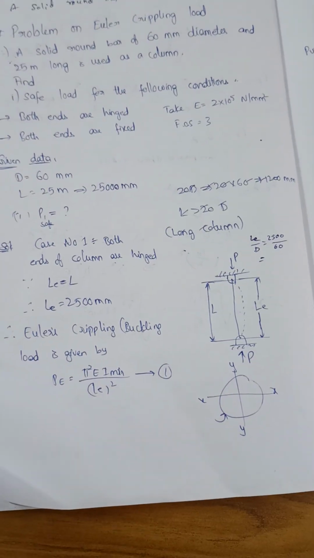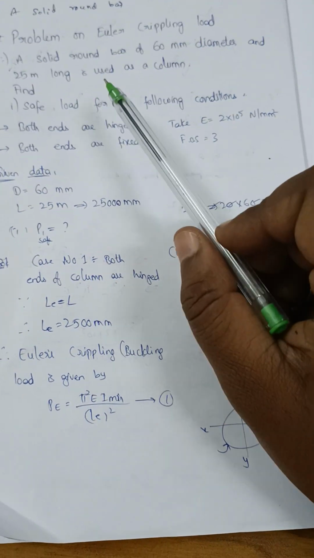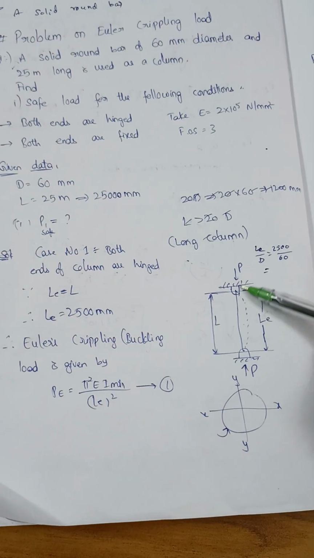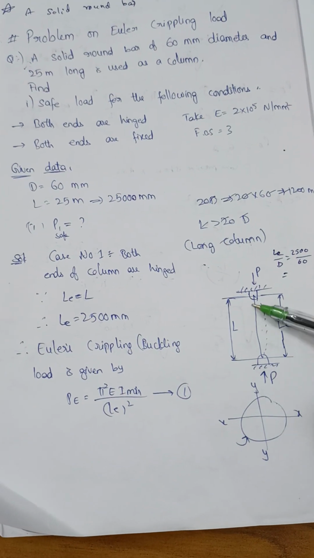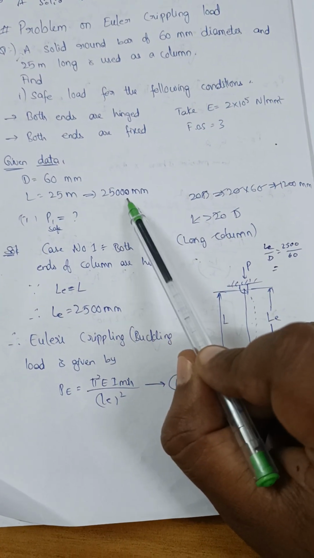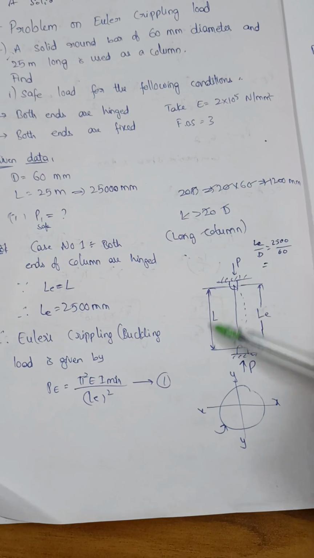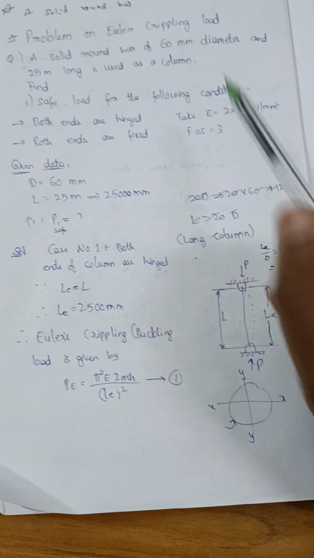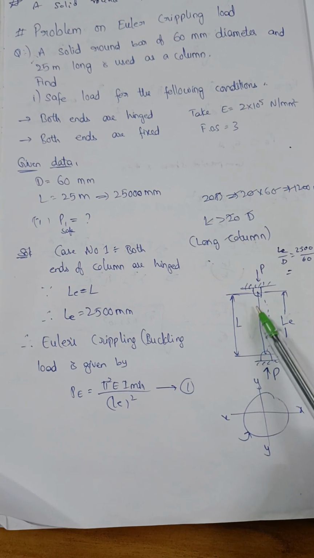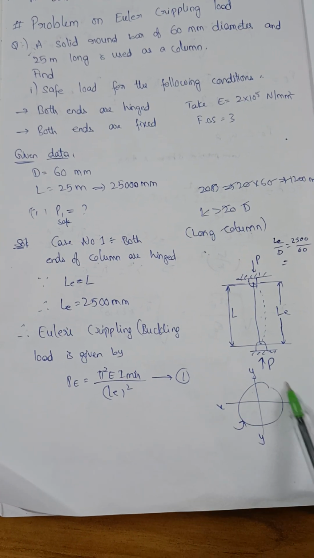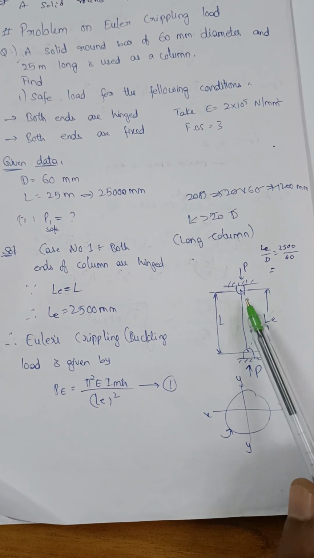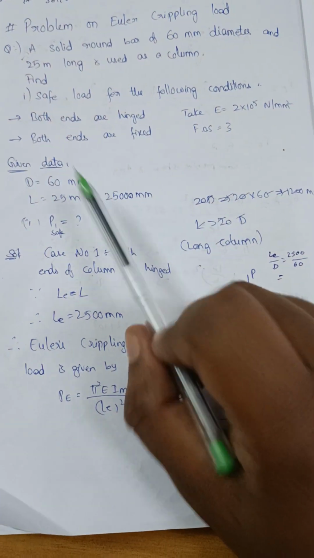Okay. Now, what is given? Read the question carefully first. A solid round bar of 60 mm diameter and 25 meter long. So, this is a column. What is the length of the column given? Length is 25 meter, that is 25,000 mm, length L. Now, 60 mm diameter. The cross section of this column is circular. What is the diameter given? Diameter is given as 60 mm. So D equals 60 mm.